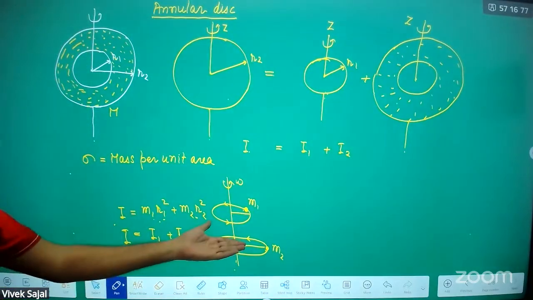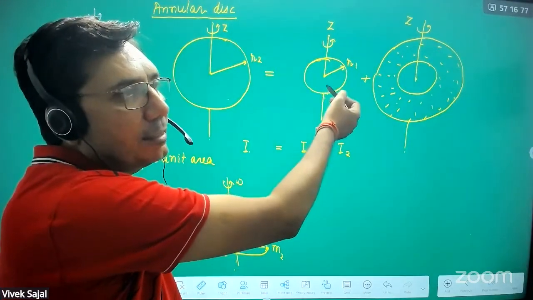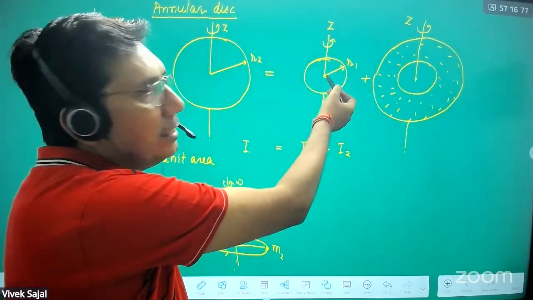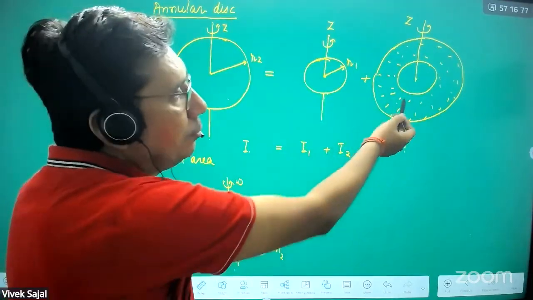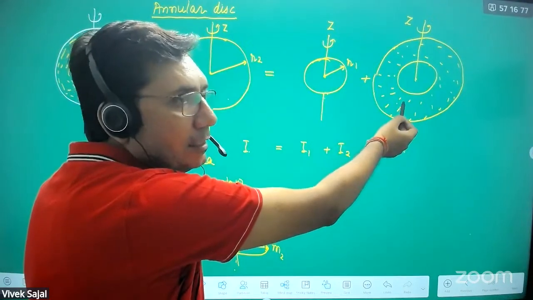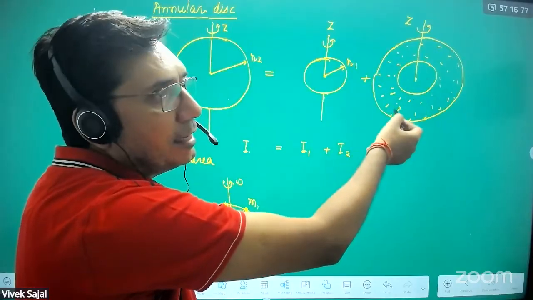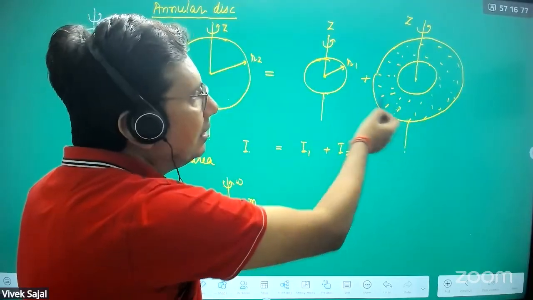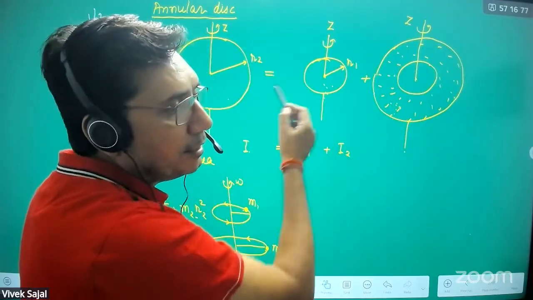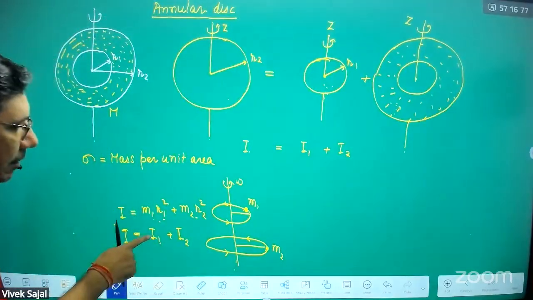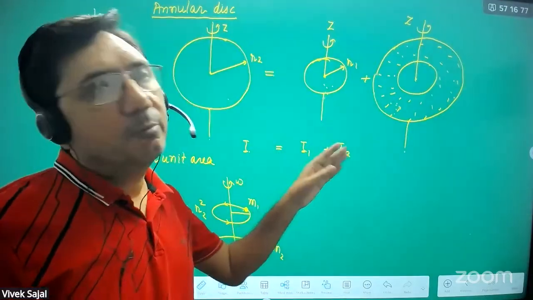So I'm using this aspect. You can convert this with the help of the radius of gyration. You can create its equivalent, where one particle will be rotating about the z-axis, rotating at the radius of gyration. So basically they are equivalent to a point or particle system rotating about the same axis, and then you can apply this. That's why I'm able to write I equal to I1 plus I2.